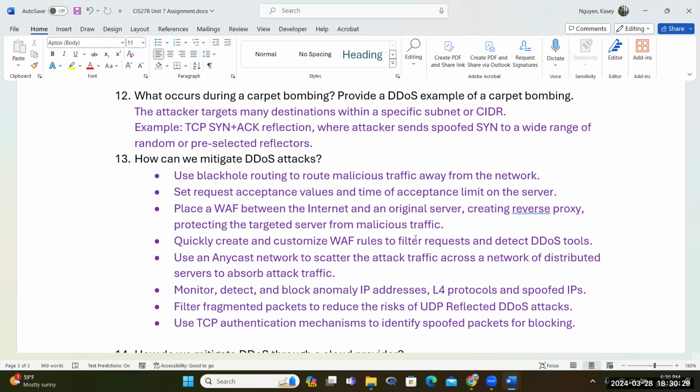Can you give an example for black hole routing? I'm sorry? Can you give an example for the black hole routing?